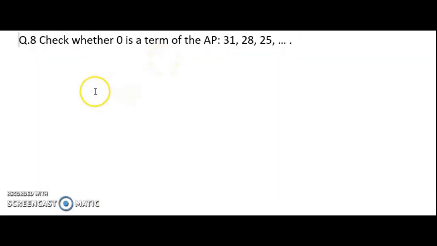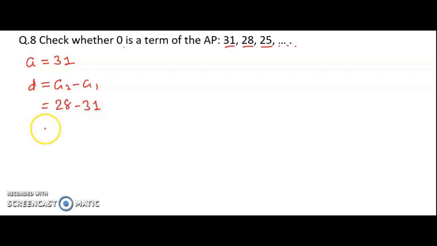See question number 8 here. Check whether 0 is a term of this arithmetic progression or not. So here the arithmetic progression is given: 31, 28, 25 like this. We have to check whether 0 will be any term of this arithmetic progression or not. So first of all, if you observe this arithmetic progression, you can see the first term of the AP is 31. Then the common difference, that is a2 minus a1. a2 is 28 minus a1 is 31. So we get the common difference d equal to minus 3.